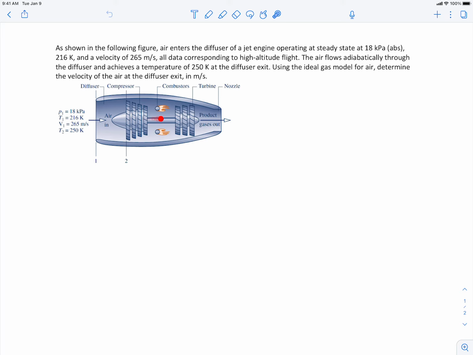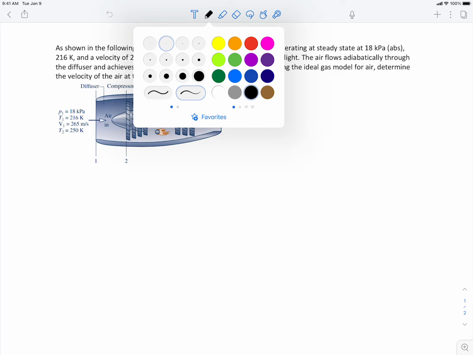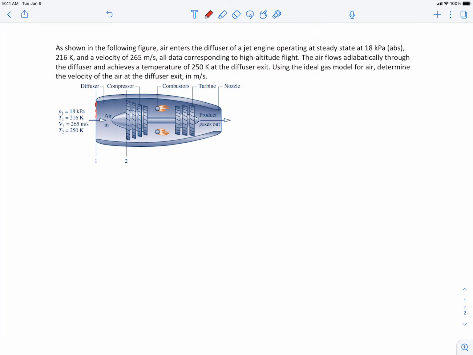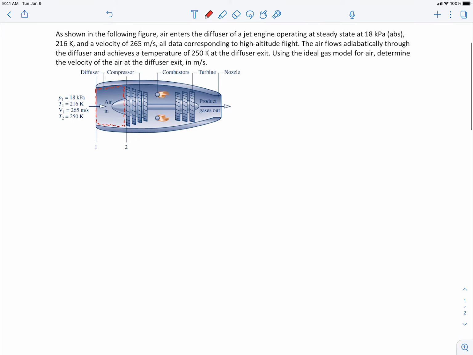Okay, we're not concerned about the rest of the jet engine, just the inlet. So I'm going to draw a control volume around the diffuser section. And since I'm trying to find a velocity, that makes me think about wanting to apply conservation of mass and possibly the first law, since they both involve velocity. So let's try conservation of mass first to that particular control volume.